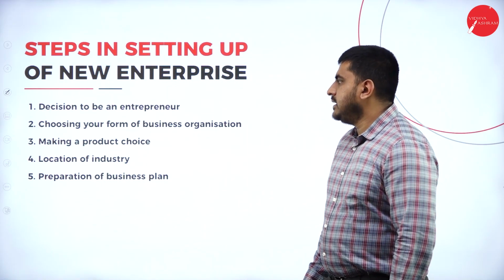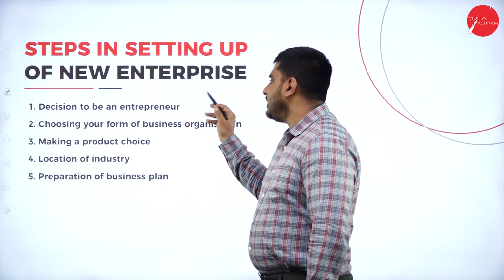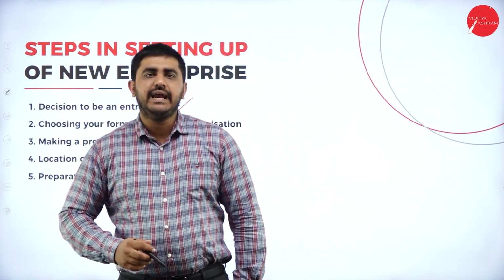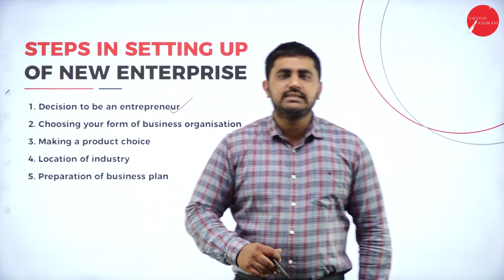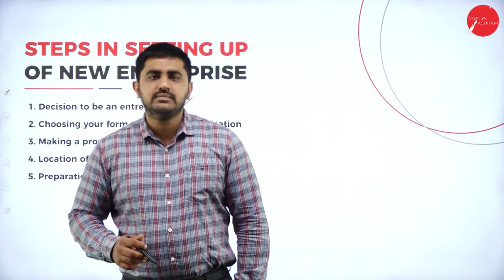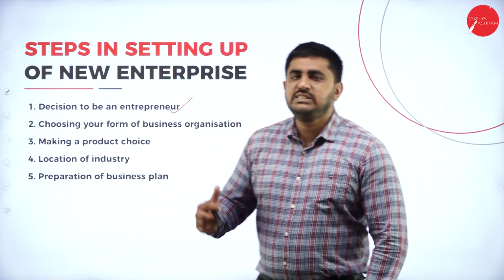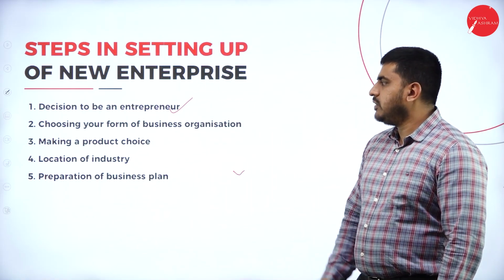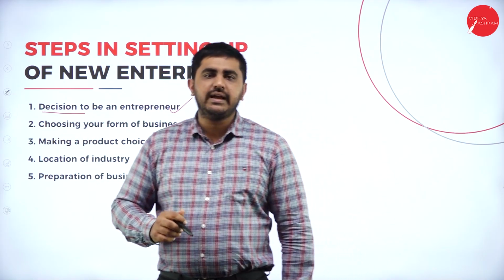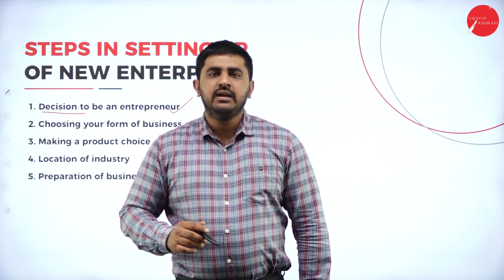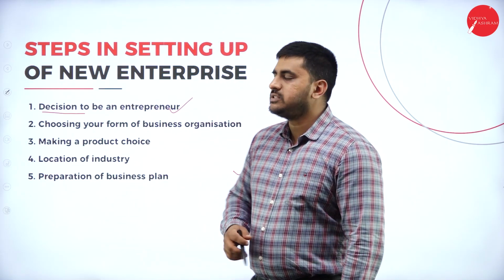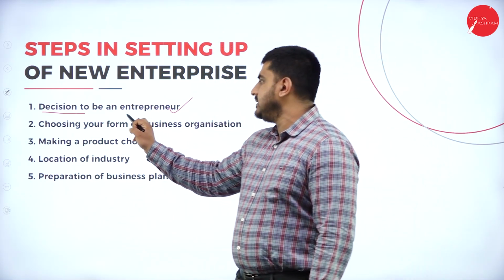So the first one is decision to be an entrepreneur. So you have to decide to be an entrepreneur. So without deciding, you cannot start a new startup or an enterprise. So you have to have a clarity regarding what kind of businessman you have to become. So when you have the clarity, you decide to be an entrepreneur. That is, you want to undertake risk, you want to invest money, you want to manufacture a product, sell it and become a successful entrepreneur. So you're deciding to be an entrepreneur in the first step.